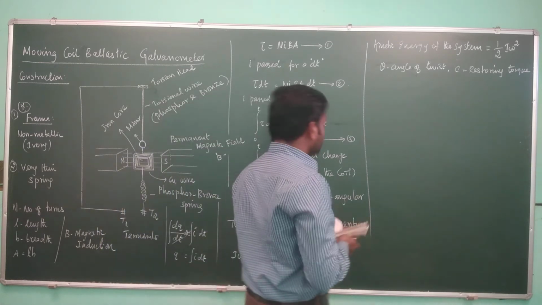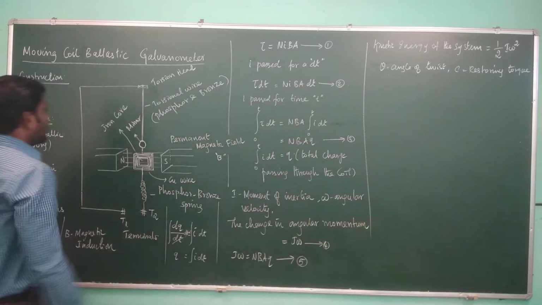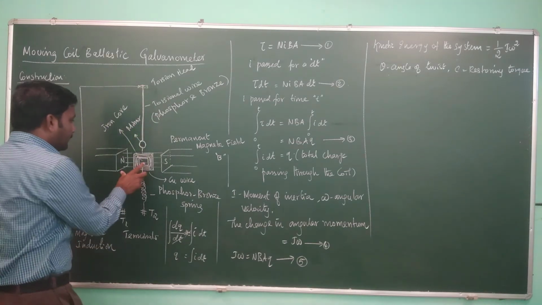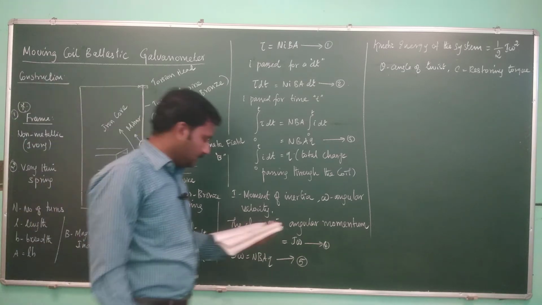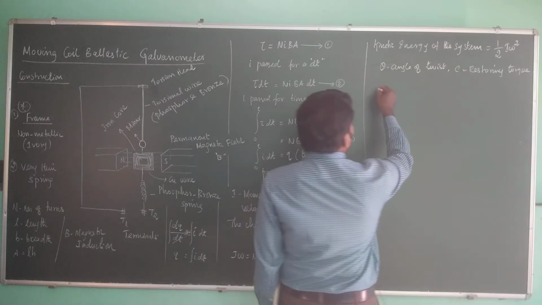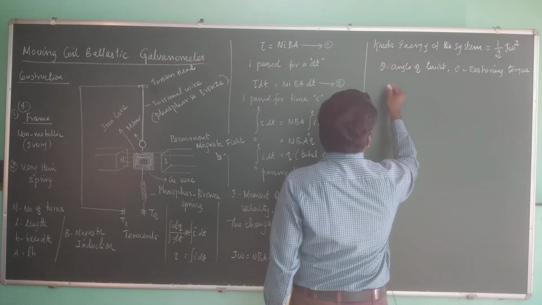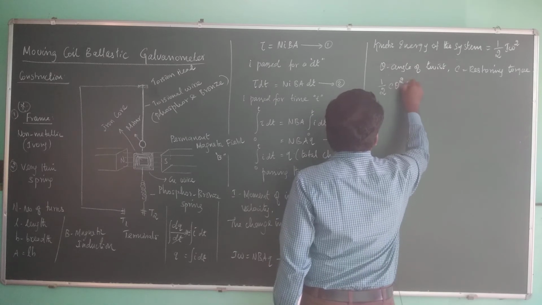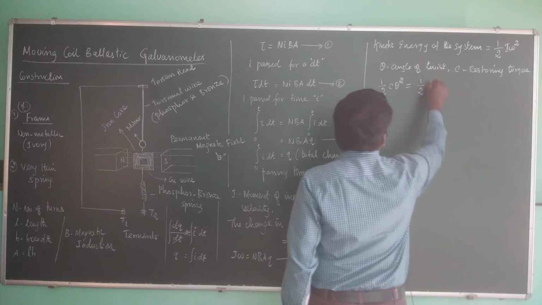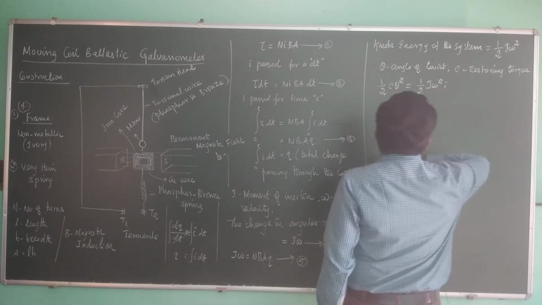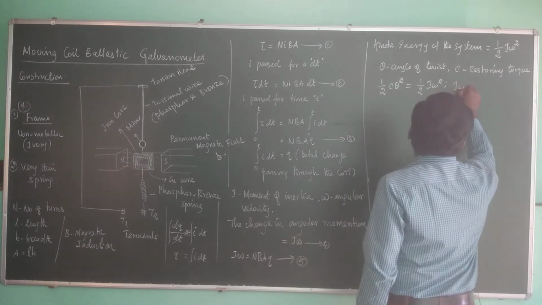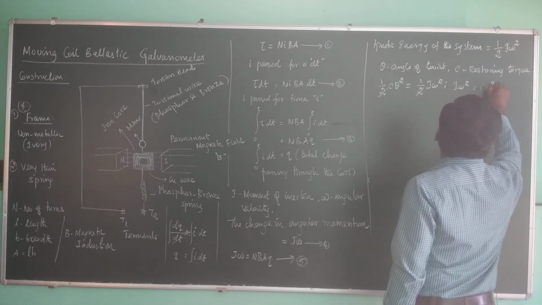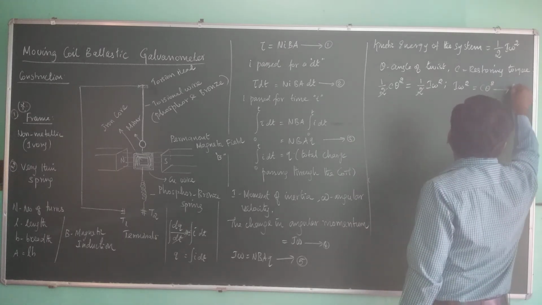So here the work done on the suspension wire and the work done on the moving coil, both are the same, right? We can write 1 by 2 C theta square equal to 1 by 2 I omega square, or the 2 and 2 will cancel, I omega square equal to C theta square. This is equation number 6.